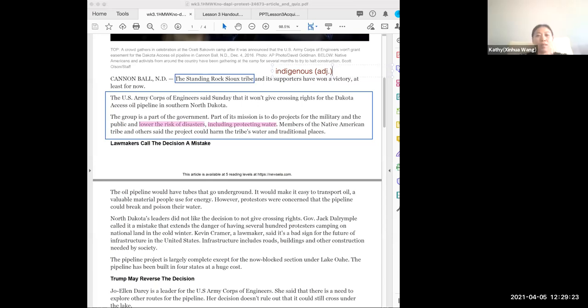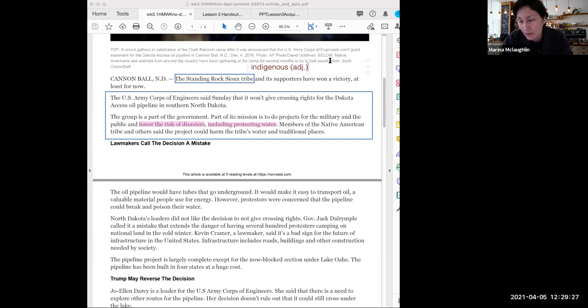Well, actually, indigenous is an adjective, right? It's an adjective used to describe those people, but you can also use the word native, or the original group of people. Native is, of course, a noun. Very good.